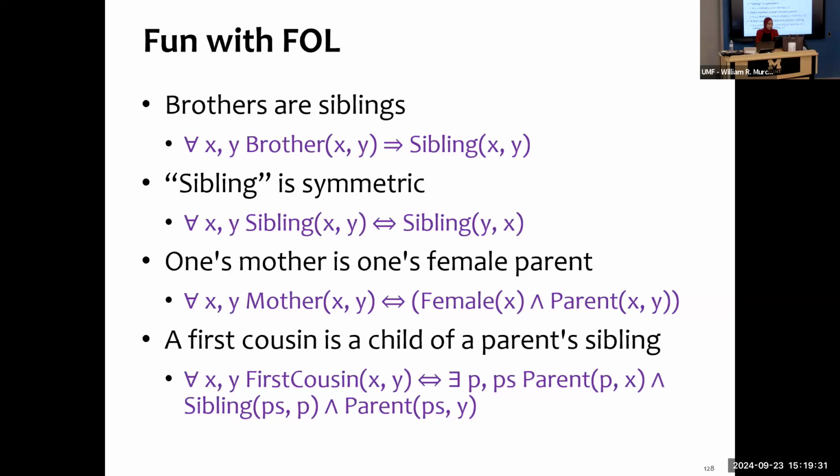Next, sibling is symmetric. In order to illustrate something which is symmetric, it's going in both directions. For example, sibling of X and Y means Y is also the sibling of X. So here we have the bi-directional. Again, we are addressing the whole world. It's for everyone, for all. So for all X Y, sibling X Y is bidirectional with sibling Y X. One's mother is one's female parent. Think of it.